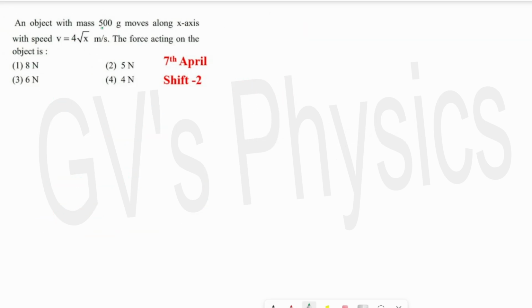Second question, an object with mass 500 gram moves along x-axis with the speed. They have given the equation for speed. They are asking us to find the force. So first we'll take the equation v is equal to 4 root x. In the place of root x, I'm going to substitute x power 1 by 2. Okay. So if we differentiate velocity with respect to time, we will get the acceleration. But here we have position. So we can differentiate velocity only with respect to the position.